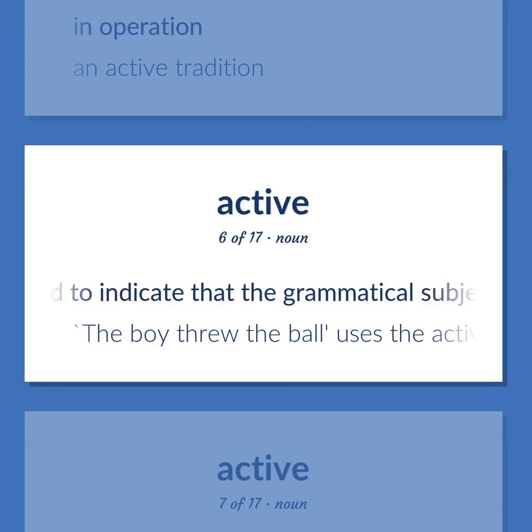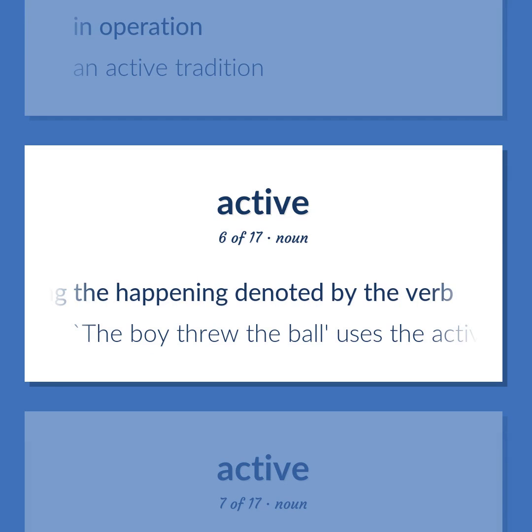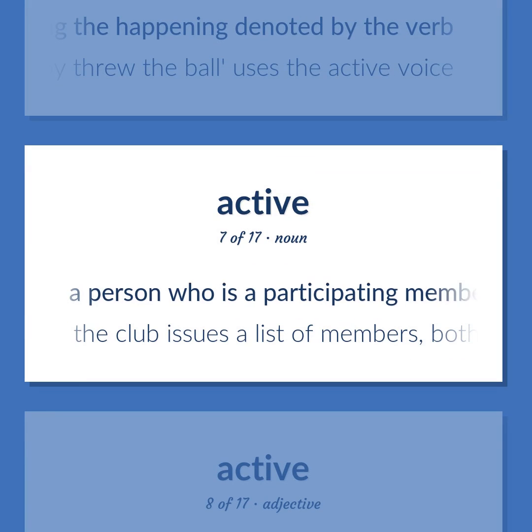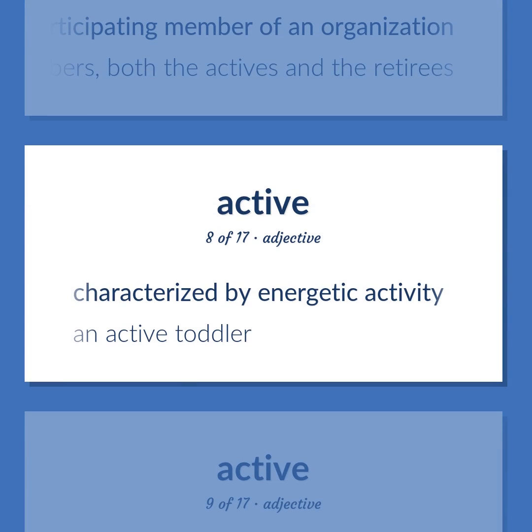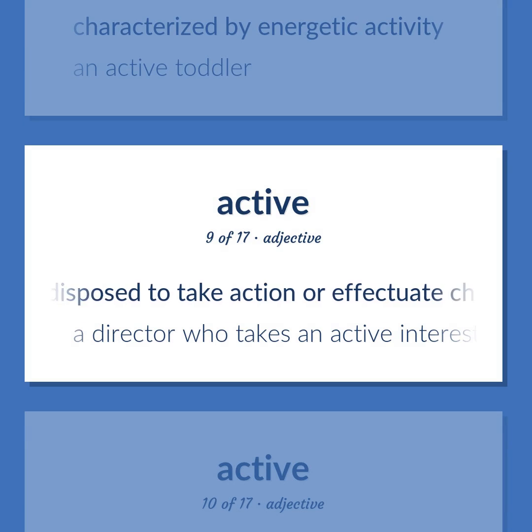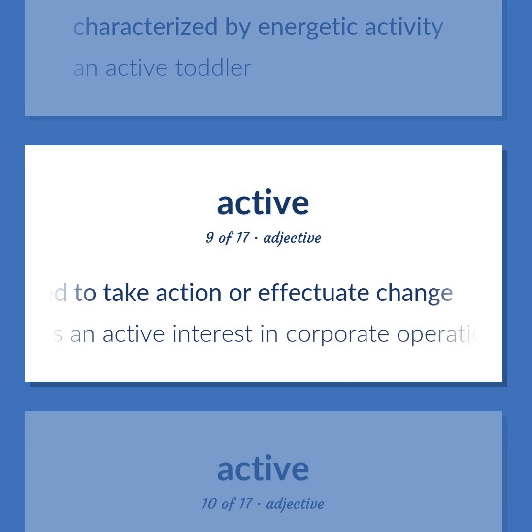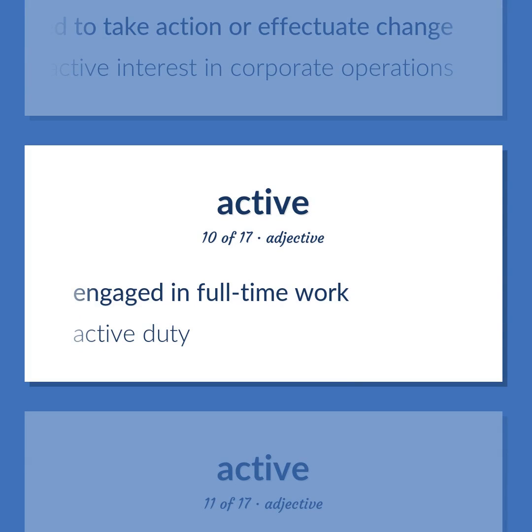The voice used to indicate that the grammatical subject of the verb is performing the action or causing the happening denoted by the verb. The boy threw the ball uses the active voice. A person who is a participating member of an organization. The club issues a list of members, both the actives and the retirees. Characterized by energetic activity. An active toddler. Disposed to take action or effectuate change. A director who takes an active interest in corporate operations. Engaged in full-time work. Active duty.